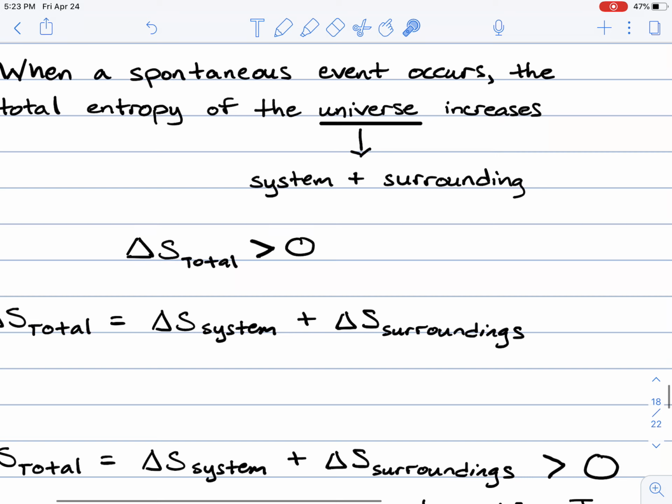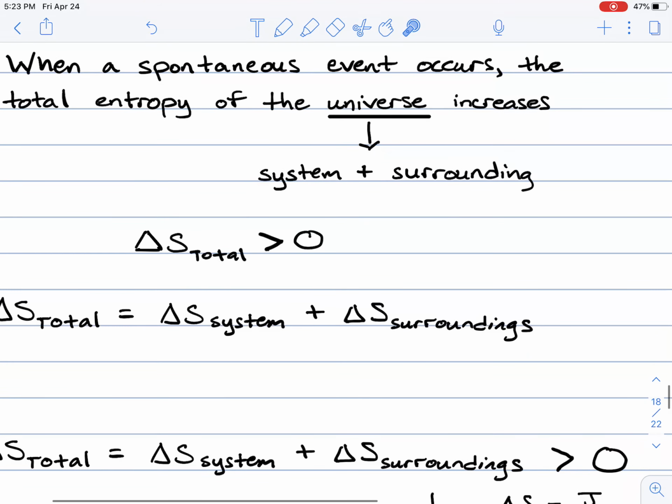And so we're going to manipulate this equation so that we can get a relationship between enthalpy, temperature, and entropy of the system. This will allow us to define this idea of the Gibbs free energy.